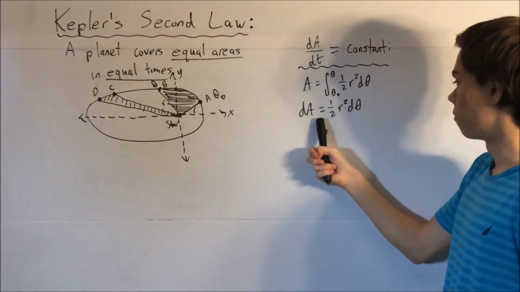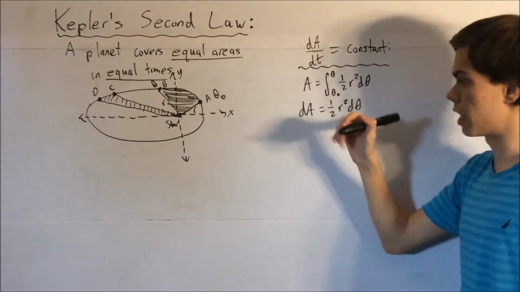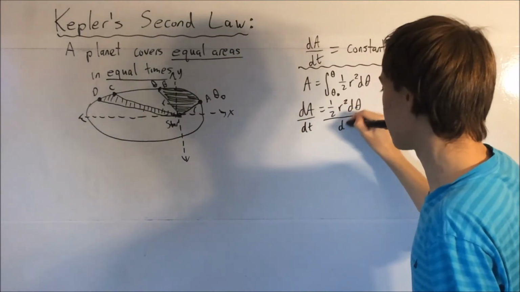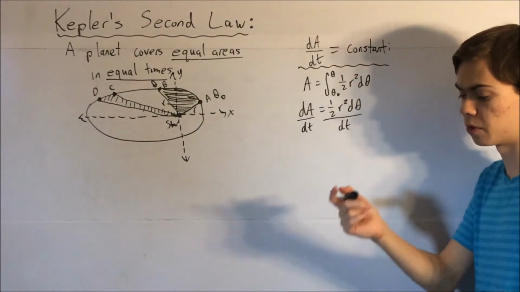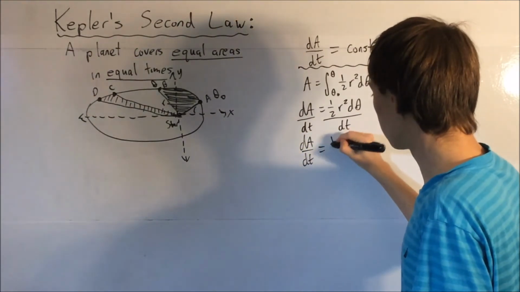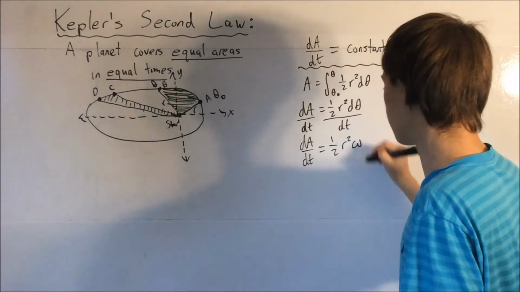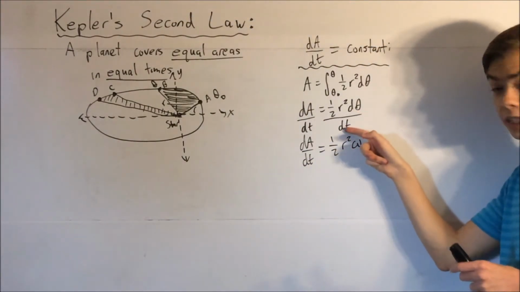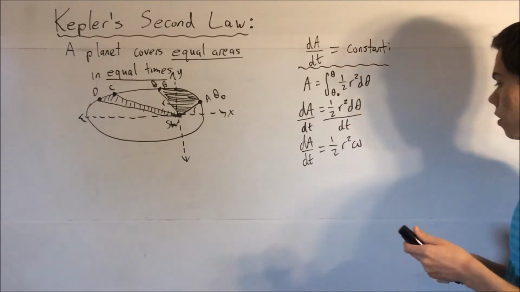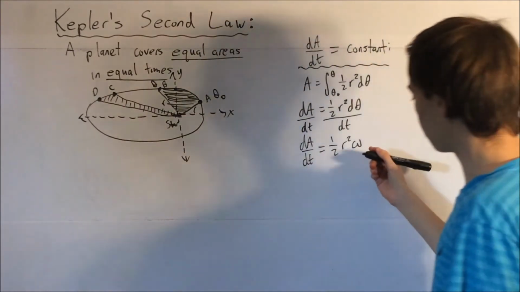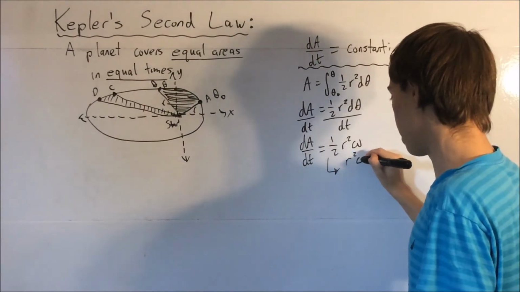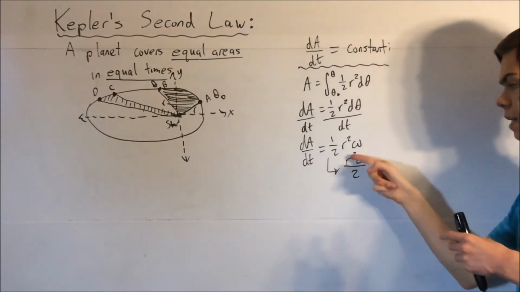Next thing I'm going to do is divide by dt on both sides, because that's how we get the dt in there. So when we're dividing by dt, that basically means we're dividing by a really small change in time on both sides. So that means we get dA over dt is equal to 1/2 r squared times omega, where we know omega is just d theta over dt, the derivative of the angular position with respect to time. Okay. Now I'm going to rewrite this, because notice how I can easily rewrite this as r squared omega all over 2.